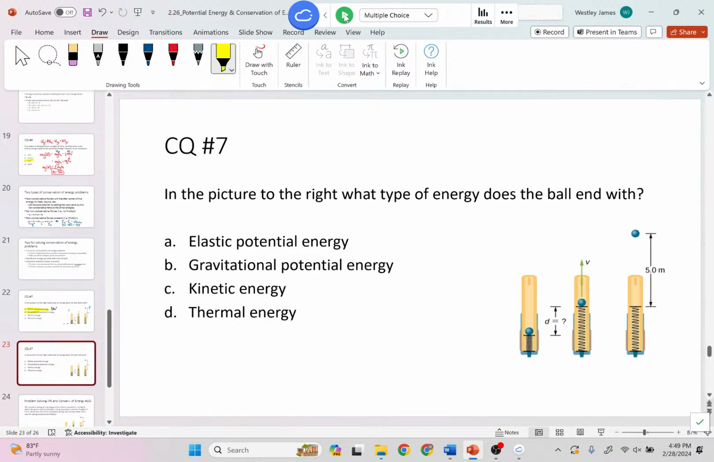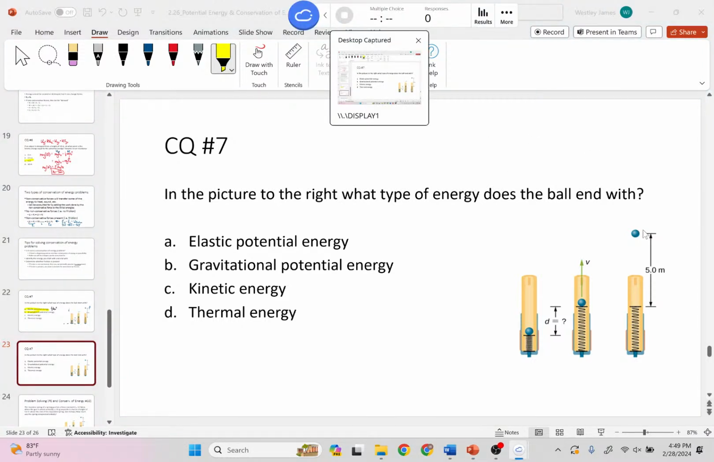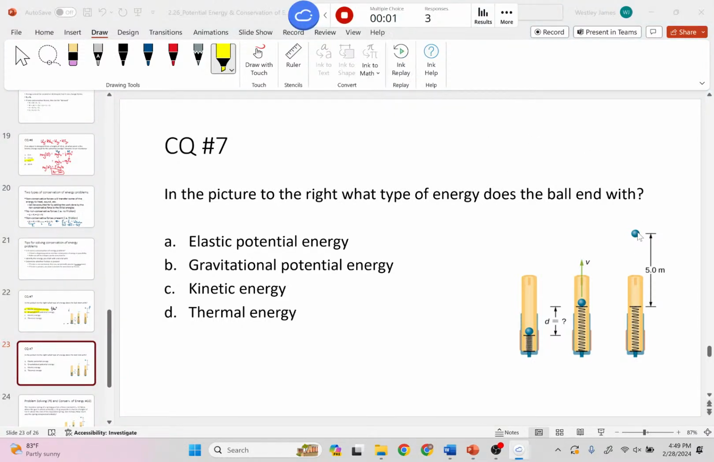Now, same question, but I'm asking what does it end with? So this ball, I will tell you that's the highest point it reaches. The highest point. So on that right picture, it's maybe not clear, and that's why I'm telling you all. In the right picture, it has reached the highest point, the apex of its launch. What kind of energy does it have at the apex of its launch?